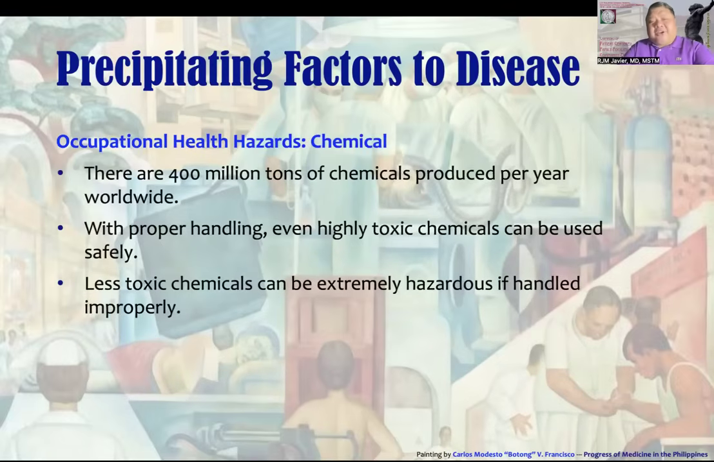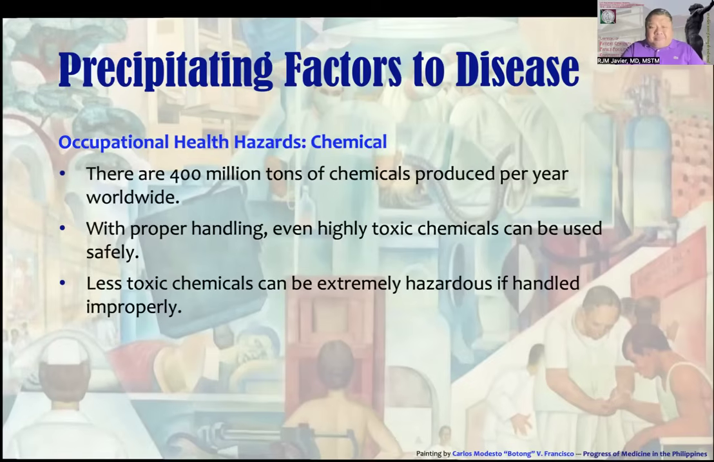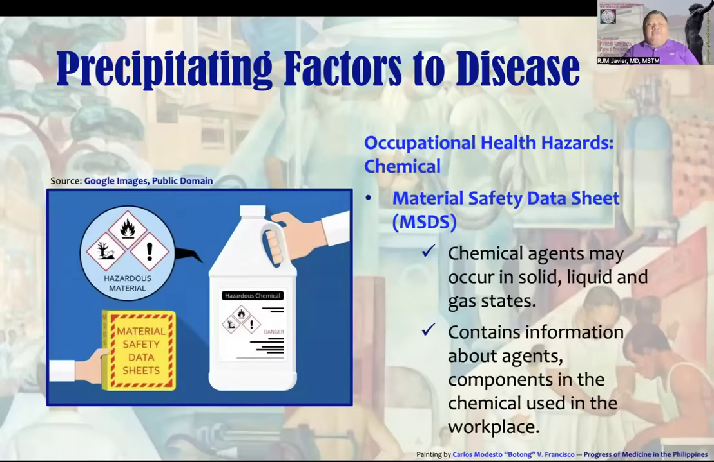For the chemical hazards, there are 400 million tons of chemicals produced yearly. And with proper handling, even highly toxic chemicals can be considered safe. However, there could be a possibility of contamination or exposure to such harmful chemicals. And from an occupational medicine perspective, it is imperative that the workplace should always provide an MSDS or material safety data sheet in the event that there would be exposure to such hazardous materials.